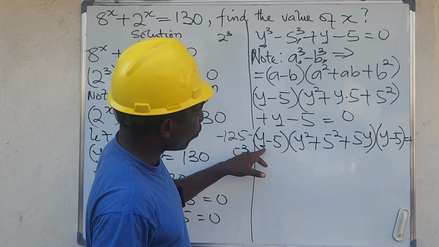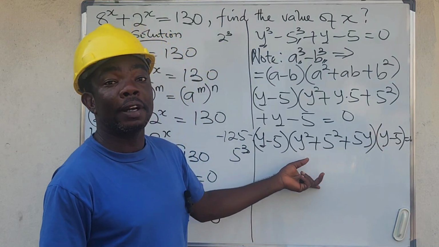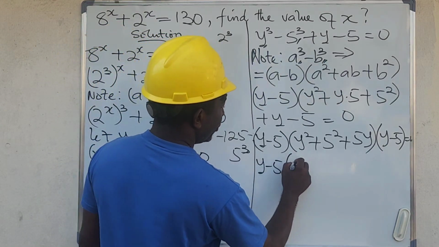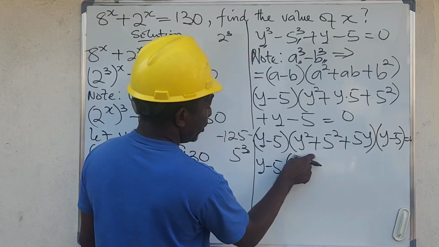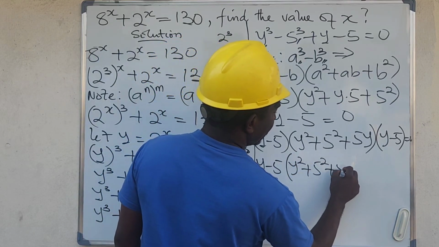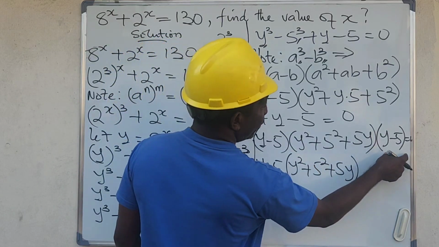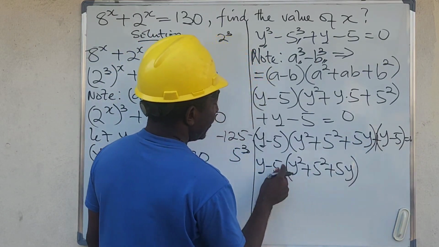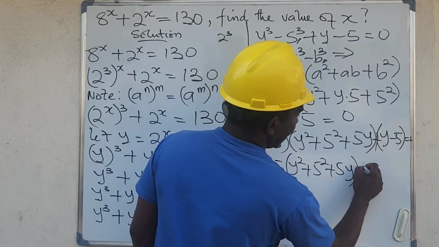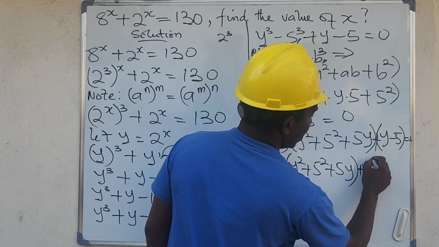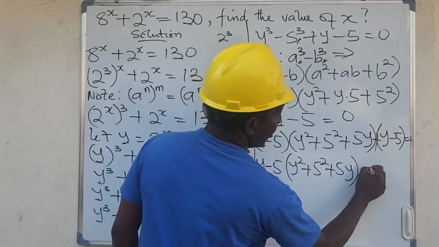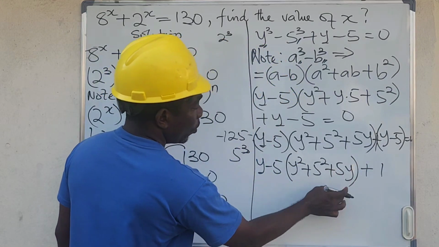So here, we have y minus 5 here and y minus 5 here. We can factor it out. Doing that, this will become y minus 5 into y squared plus 5 squared plus 5y. Then the whole of this place divided by y minus 5 is going to be 1. So that is plus 1.